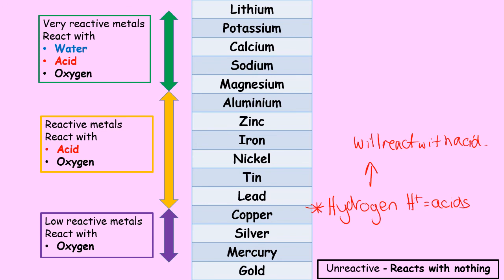So just remember, the metals at the top are very reactive. They can react with water, acid and oxygen. The ones in the middle can react with acids and oxygen. The ones at the bottom can only react with oxygen. And then you've got gold and mercury that virtually react with nothing. So that has been your introduction to metals. We've gone over metallic bonding and we've gone over the reactions of metals.